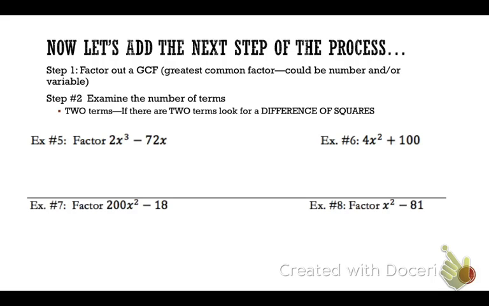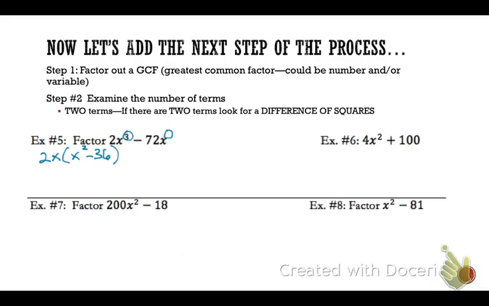All right, now let's put steps 1 and 2 together. So in example 5, the first thing, step 1, we look for a greatest common factor. So the biggest number that I'll divide into 2 and 72 is 2. Largest amount of x's that I can divide out is a single x. So what I'll have left is x squared minus 36.